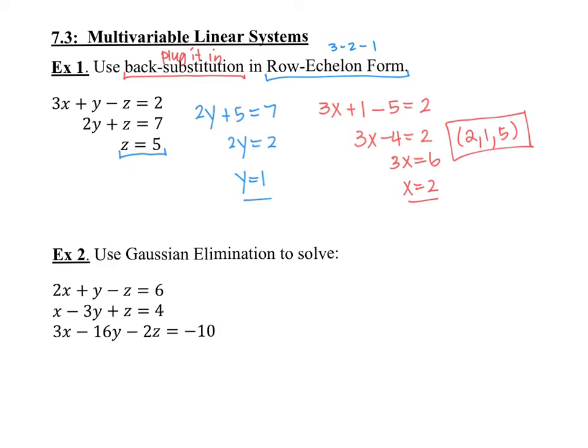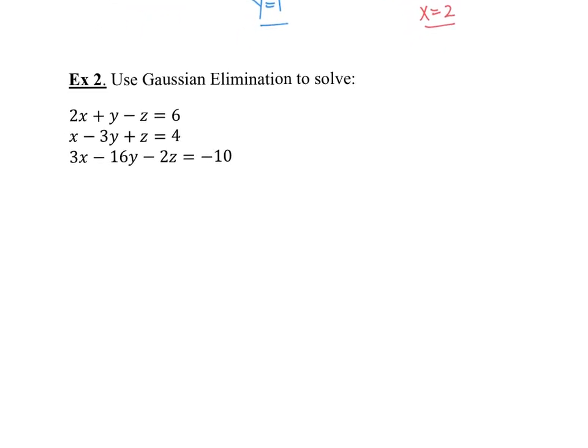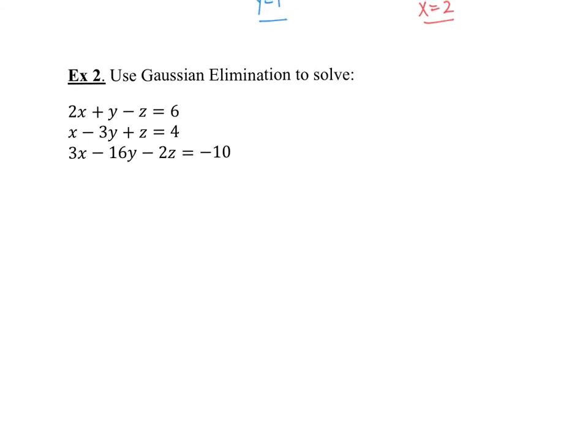Okay, and because it was in row echelon form, it made it very easy to do back substitution. So that's why they talk about row echelon form a lot, because they want to get you familiar with it for the next chapter. Okay, example 2, we're going to solve this one as well. They often say use Gaussian elimination. As long as you're using elimination, I'm not going to worry about the Gaussian part.